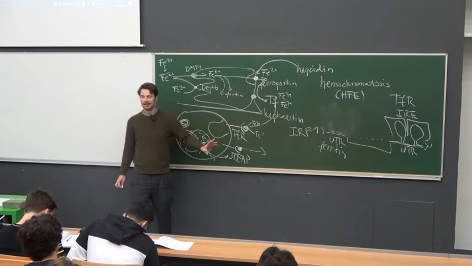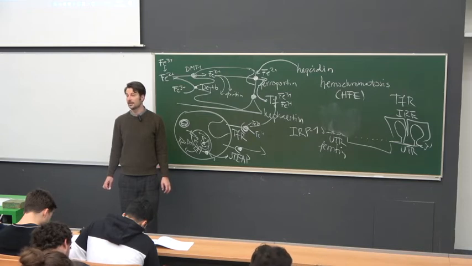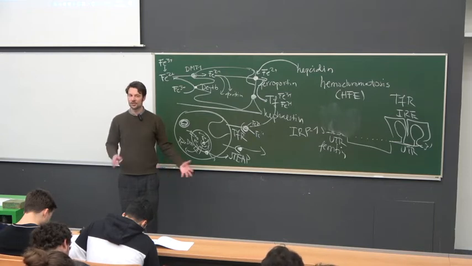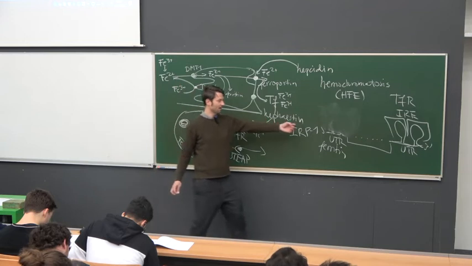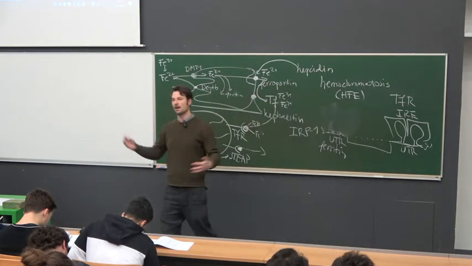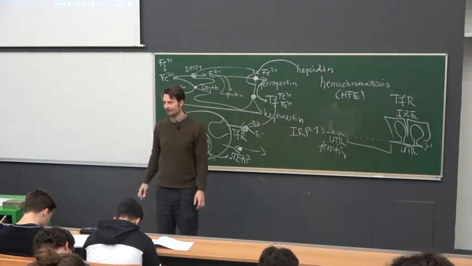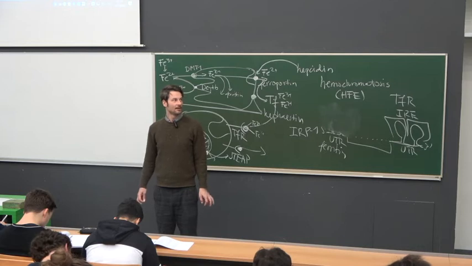Correct, yeah. So different genes for different proteins will have IREs either here or here, and depending then on the amount of iron, they will either get translated a lot or not a lot. Okay? All right. Let's take a 3-minute break.